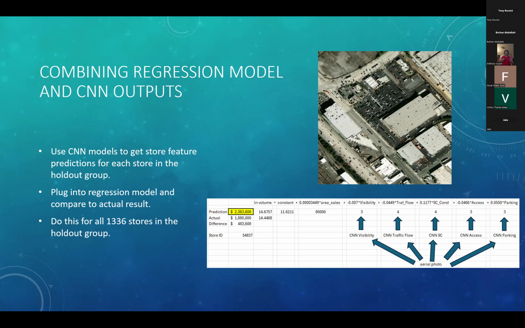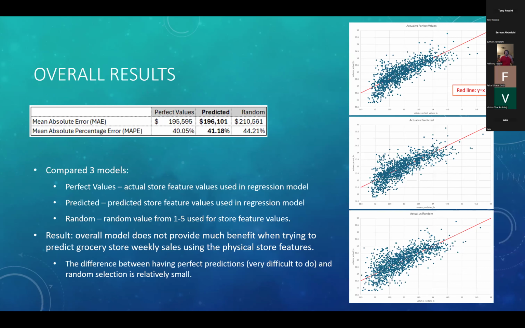And the actual value was 1.8 million. So difference by about $500,000, which, yeah, again, wish it was a little better. It is in the ballpark, but I was hoping to have it be a little bit more accurate. So applying this to the entire holdout group, we can see the overall results of the entire process.